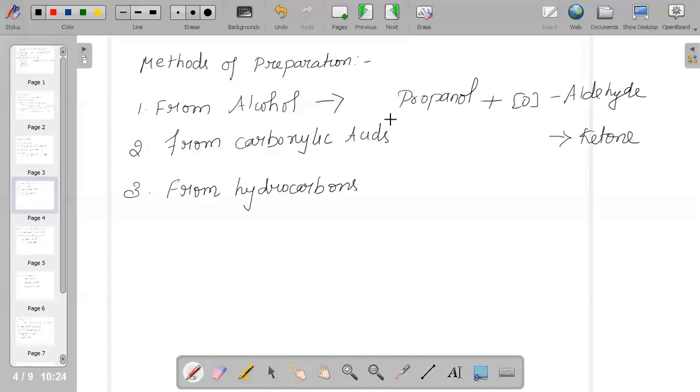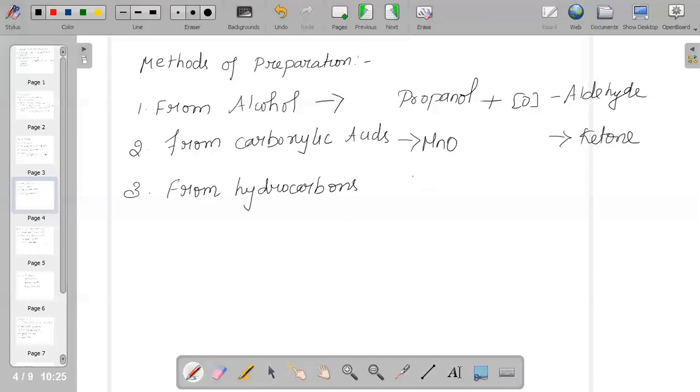And the second method of preparation is from carboxylic acid. When we say carboxylic acid, how do we get it? Catalytic decomposition of carboxylic acid in presence of manganese oxide will give you carbon dioxide plus water plus methanal.